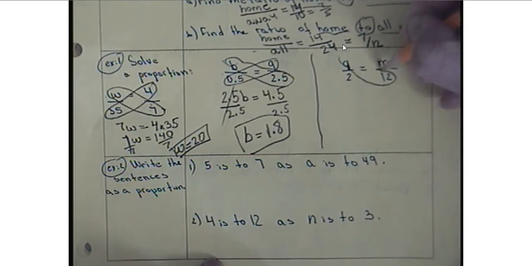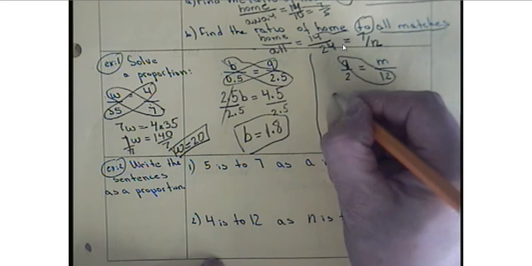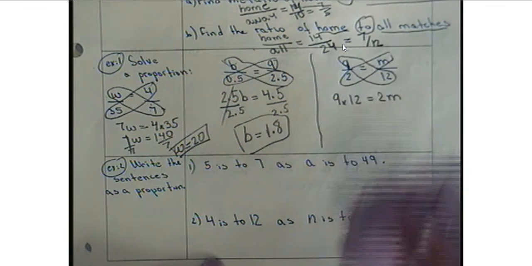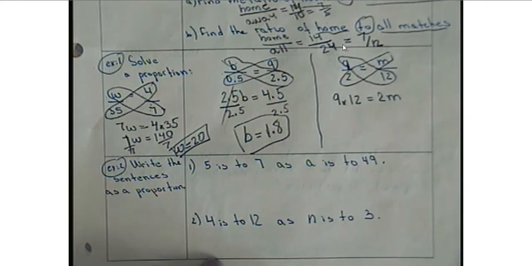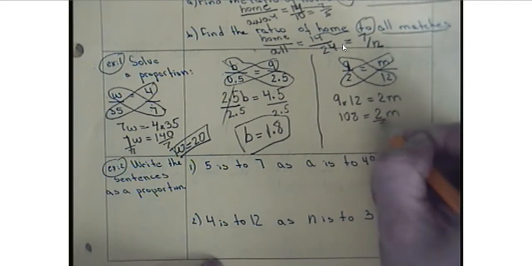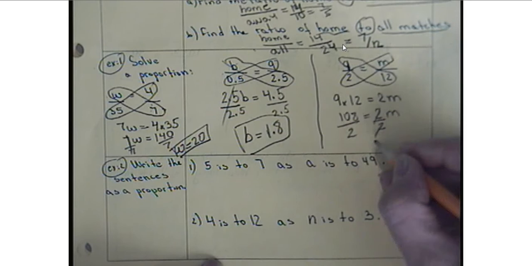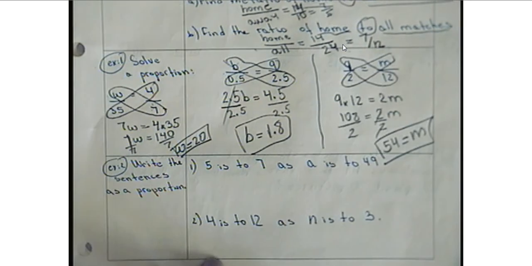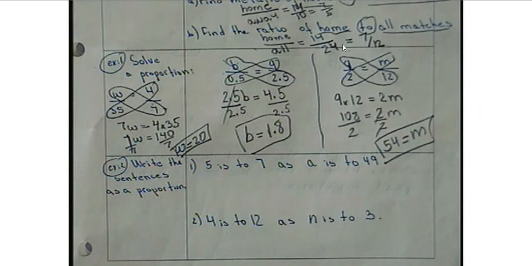Again, we multiply those two, which is 9 times 12 equals 2 times m. 9 times 12 will give us 108 equals m times 2. Divide by 2, so 54 is m. Final answer. Alright, so always remember with proportions, this is what we call proportions.